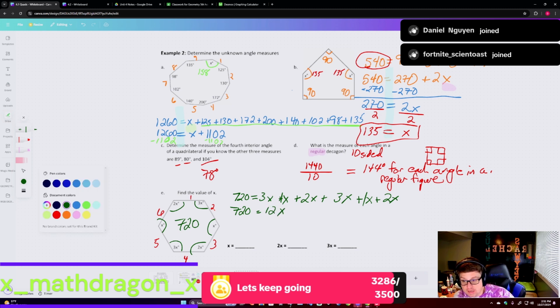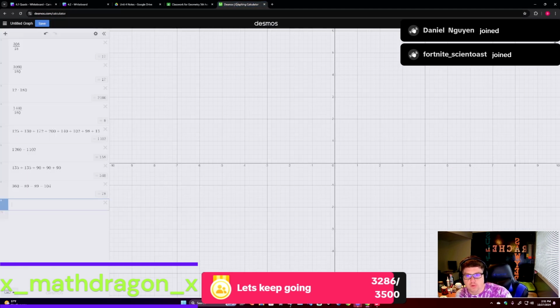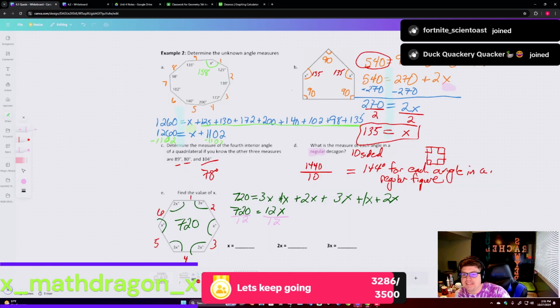So then to get rid of the 12 next to the x, we're going to divide both sides by 12 so that we can get the x value there. So if we do 720 divided by 12, our solution becomes 60. So we know that x is 60 degrees. And if we have 2 x's, that's 120. 3 x's, that's 180. So this would be your answers for x, 2x, and 3x.